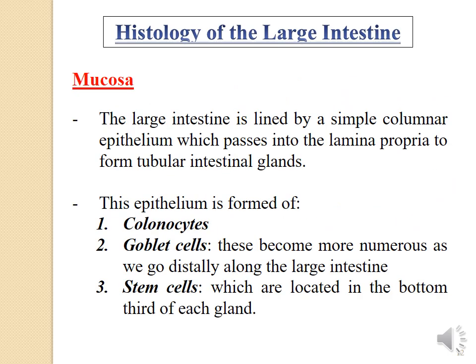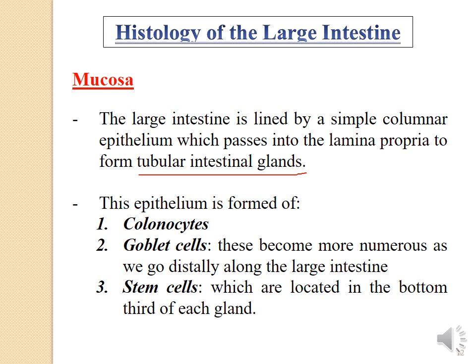Last topic is the histology of the large intestine. As in the other parts of the gastrointestinal tract, the wall of the large intestine is formed of mucosa, submucosa, muscularis externa, and serosa or adventitia. So we start with the mucosa. The large intestine is lined by simple columnar epithelium, and this simple columnar epithelium passes into the lamina propria to form tubular intestinal glands. So this one, the epithelium here will pass into the lamina to form the glands.